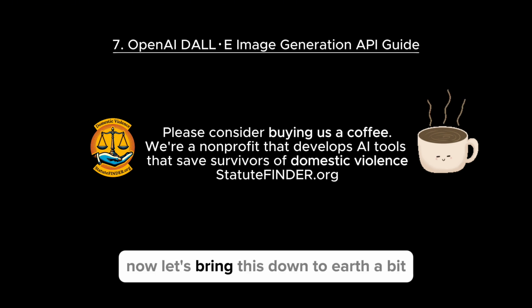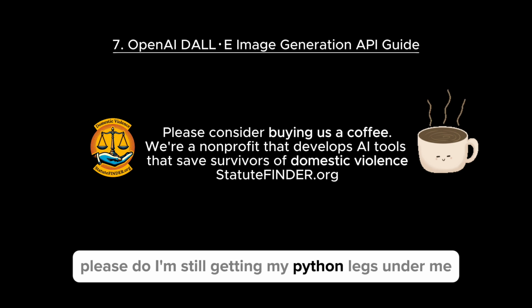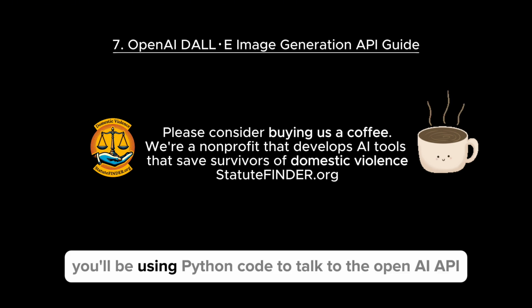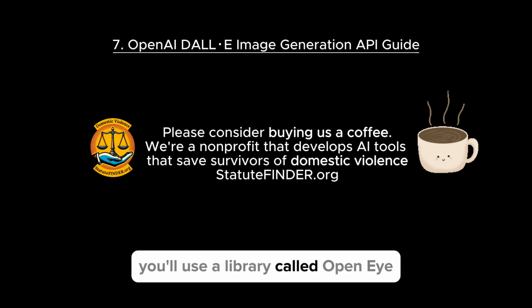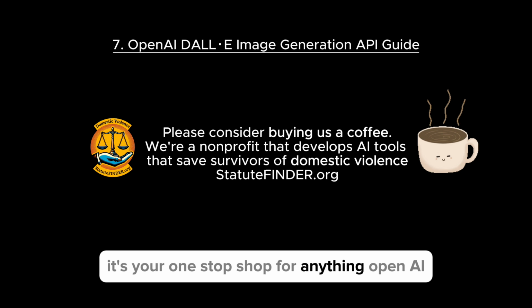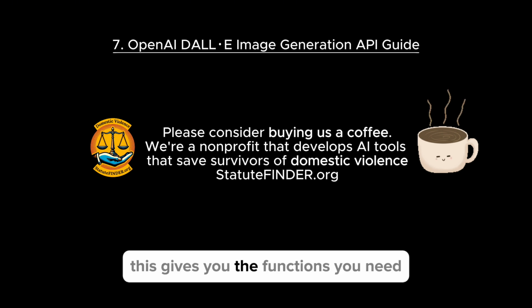Exactly. Now let's bring this down to earth a bit, especially since we're talking to Python beginners here. Please do. I'm still getting my Python legs under me. No worries. You'll be using Python code to talk to the OpenAI API, and it's really not as scary as it sounds. You'll use a library called OpenAI. It's your one-stop shop for anything OpenAI. Like importing other libraries you've used before, this gives you the functions you need.